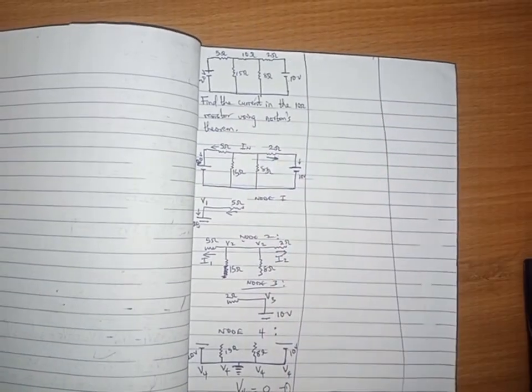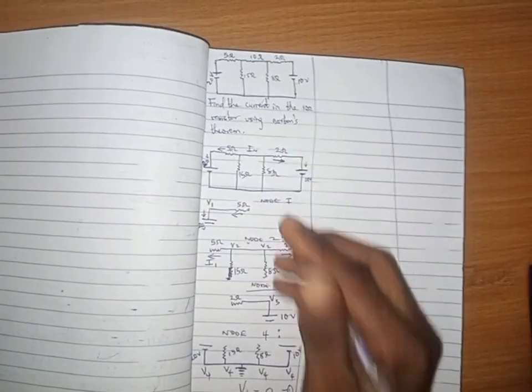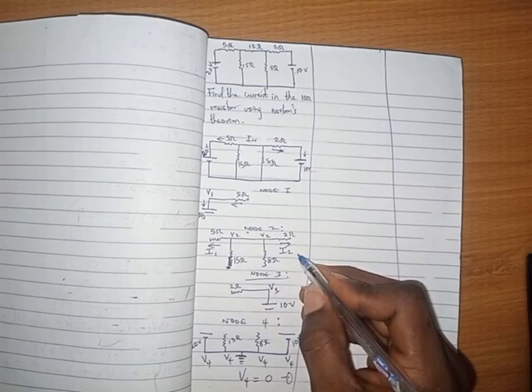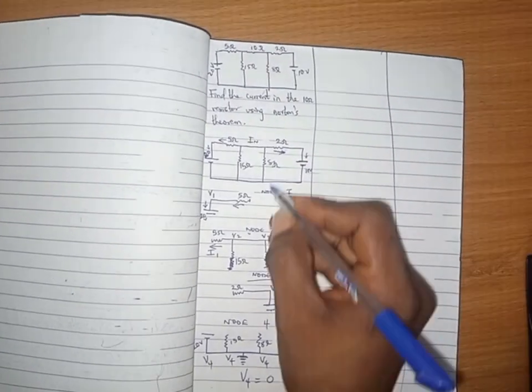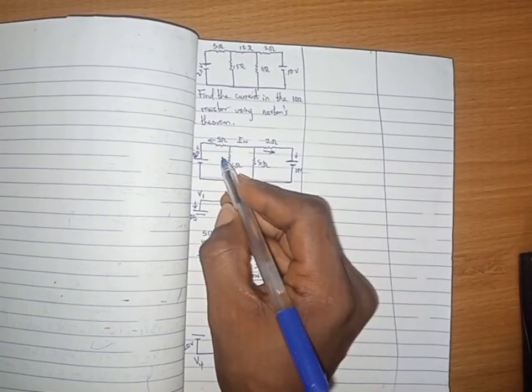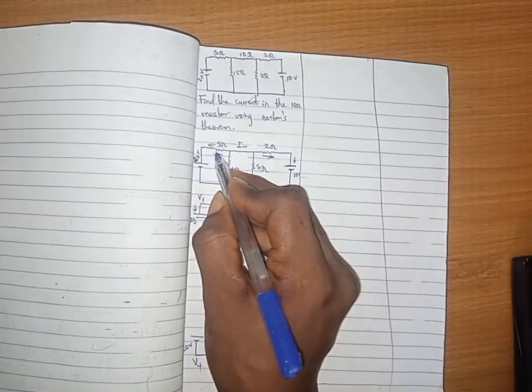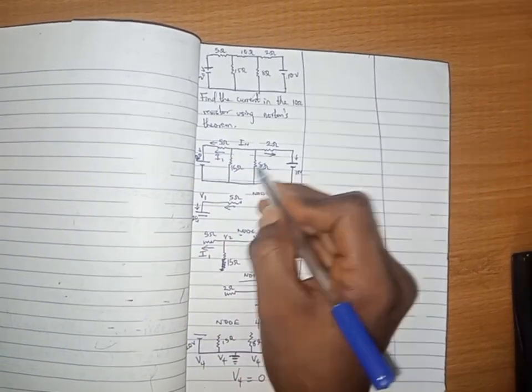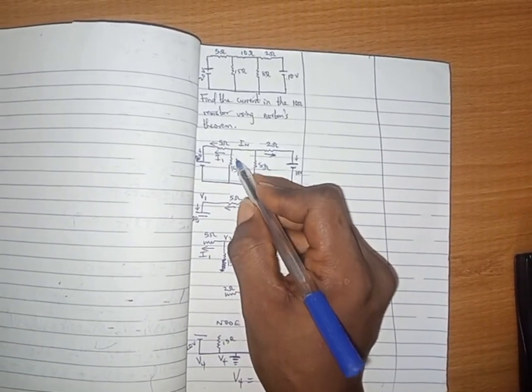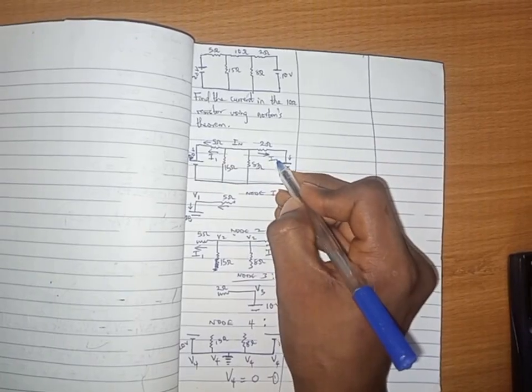Call this I2. Okay, let's go with it, no problem. So this is going to be I1, but before that I1, I have this. Let's just follow it. I2.